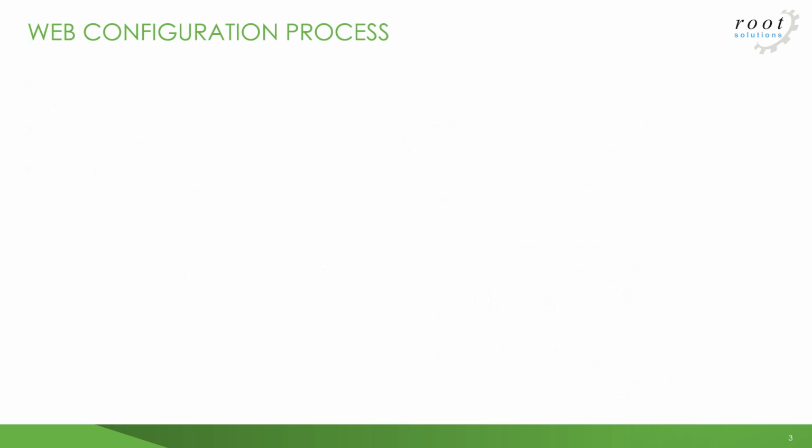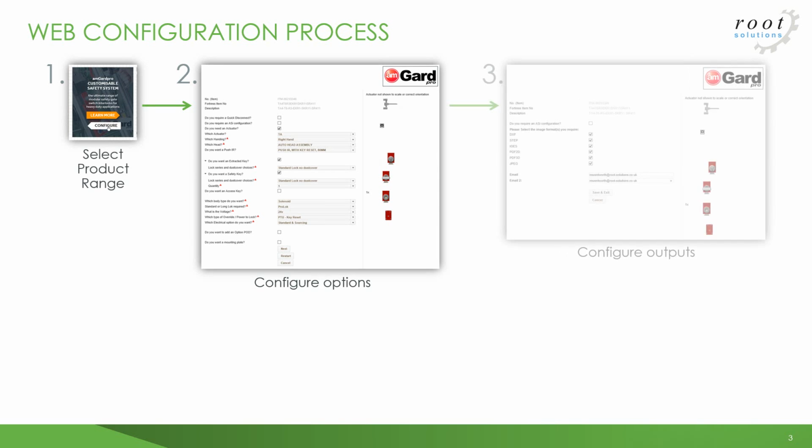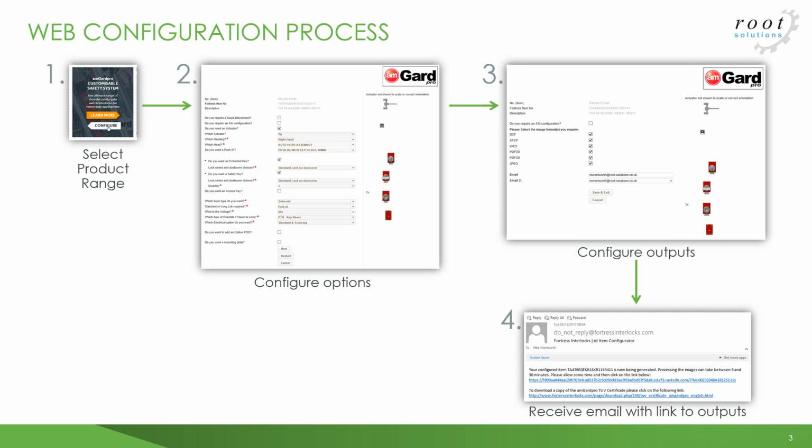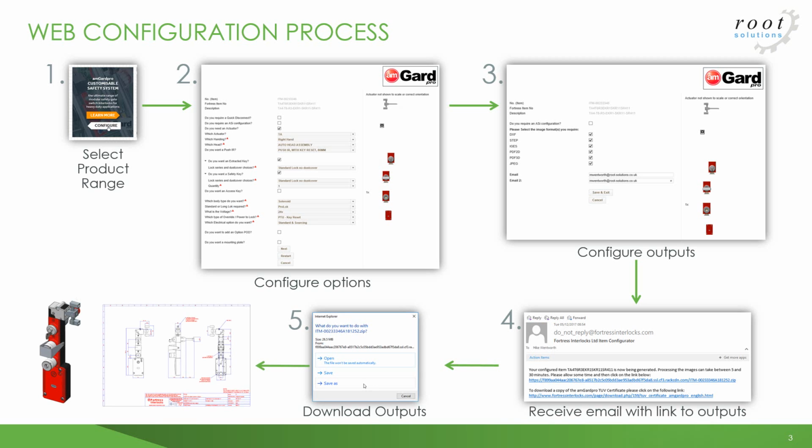To configure the parts, the customer goes to the Fortress Interlocks website, selects the product range, configures the options, and configures the outputs they require. They'll then be sent an email with links to the outputs. After a few minutes, they'll be able to download the outputs, extract the file and use the outputs as they want.